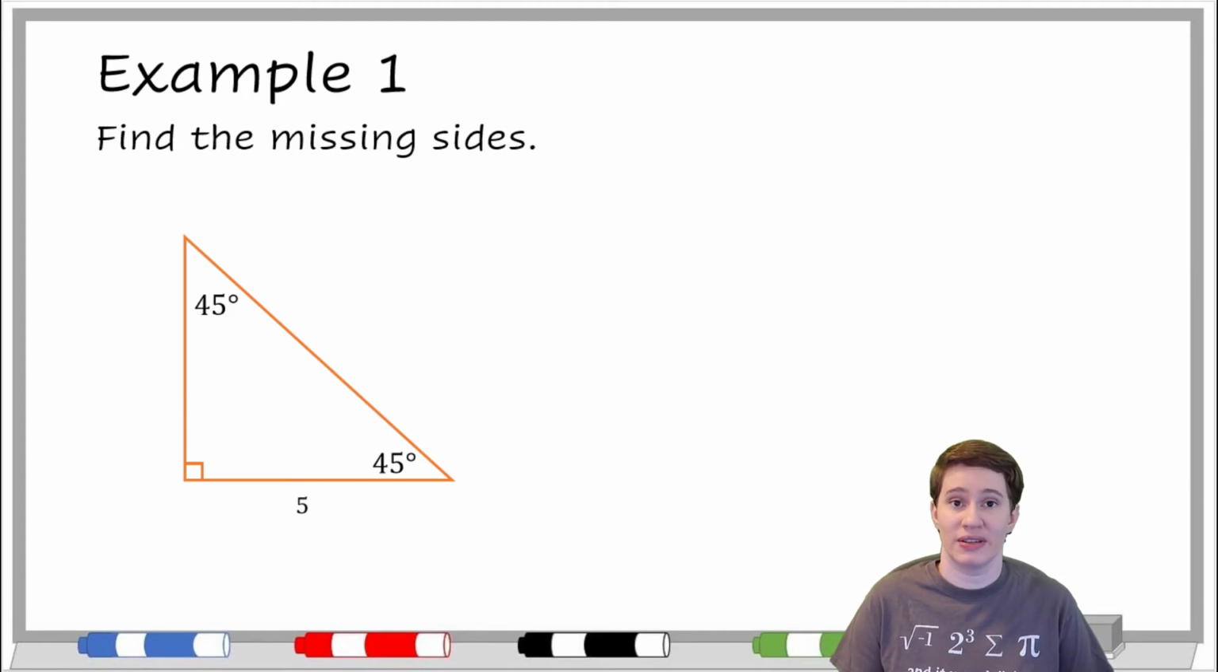Example 1, find the missing sides. Because we only know one of the sides, we wouldn't be able to just straight off the bat use the Pythagorean theorem.